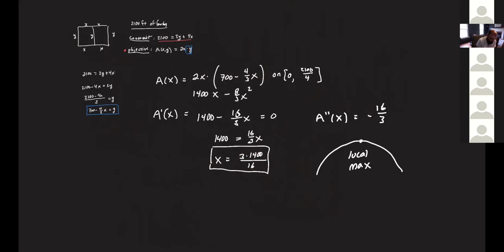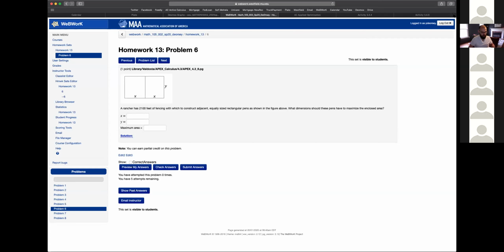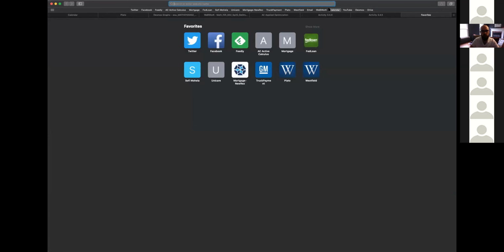If we simplify this a bit, I think this becomes x equals 2100 over 8. We could simplify further, 4,200 over 16, and then simplify like this. But quickly, let's plug this into Desmos just to visualize what's going on here.